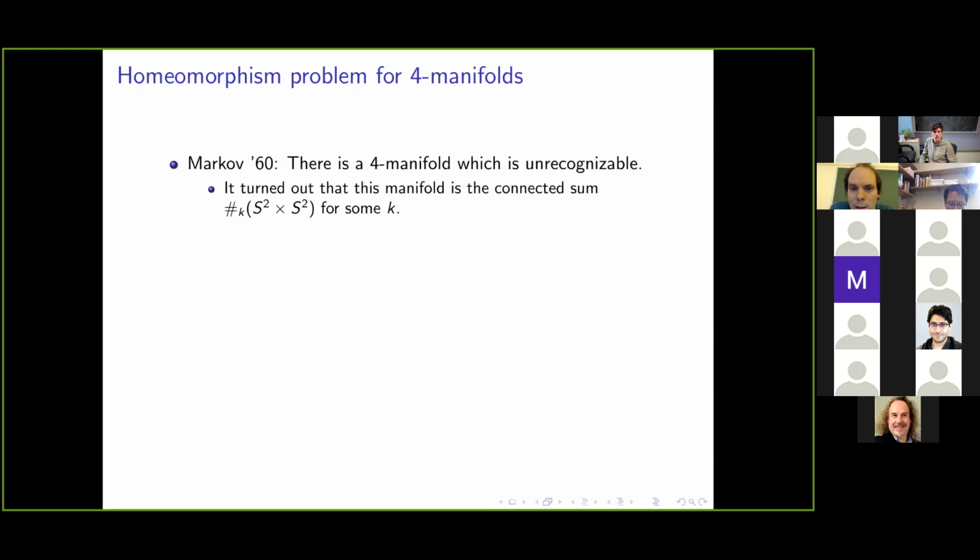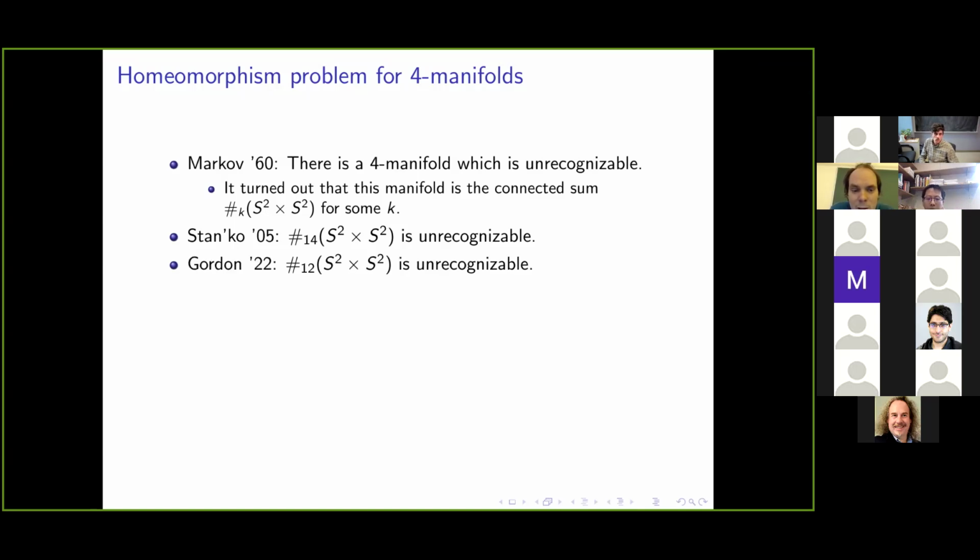In a later work, I would say, but I am not completely sure, this is something that I deduce from other papers, but I was not able to read Markov's original paper in Russian, it turned out that this Markov manifold is a connected sum of k copies of S^2 times S^2 for some k. Let's say for the beginning that it's not specified which k it is. And then there is a work of Stanko, which focused on the particular k one may get, and he proved that actually the connected sum of 14 copies of S^2 times S^2 is unrecognizable. Then there is an improvement by Gordon, almost 20 years later, showing that actually it's sufficient to take 12 copies.